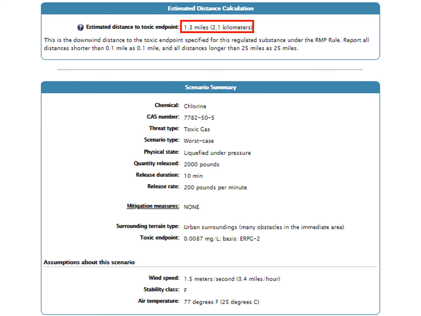Inputting the 2,000 pound quantity into RMP*Comp with a release duration of 10 minutes, we have a 200 pound per minute release. Wind speed is 1.5 meters per second, and the stability is F class with 77 degrees. These are pre-populated in the program, and you're not able to change these parameters. The estimated distance to toxic endpoint is 1.3 miles.